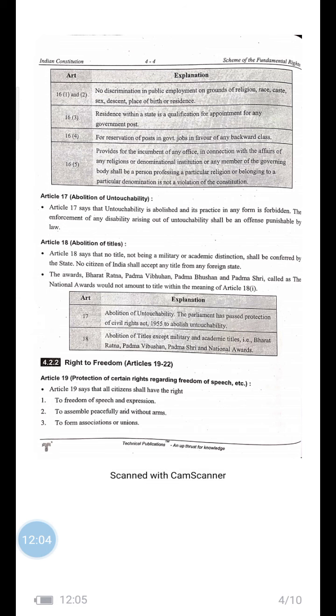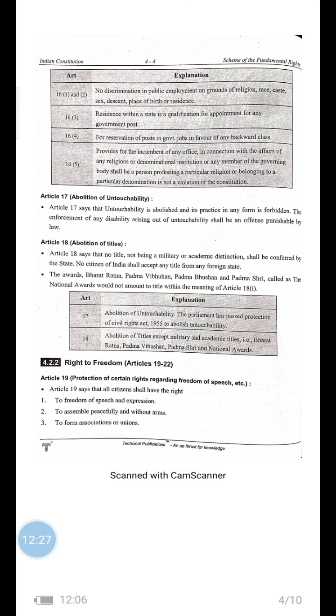So here Article 16 subsections 1 and 2 say there is no discrimination in public employment on the ground of religion, race, caste, sex, and we can say descent, place of birth or residence. Then Article 16 subsection 3 is residence within the state as a qualification for appointment, we can say appointment to any government post.